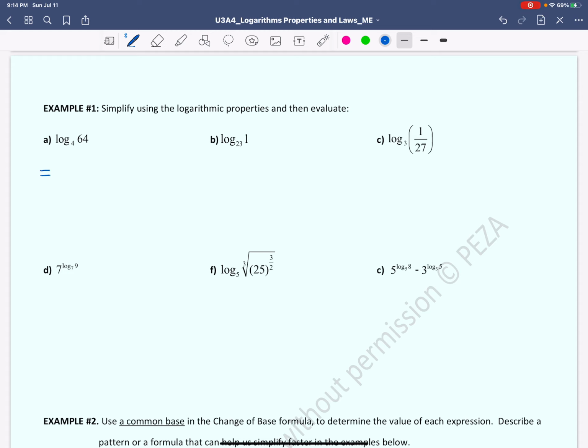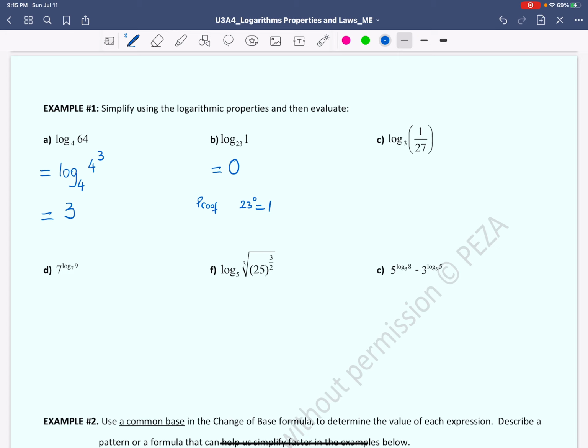We have log with base 4 of 64. The question is asking to simplify using the log properties. This time, I am going to keep the base of 4 and rewrite 64 as an exponential number, 4 to the power 3. We're going to say that the answer is 3, because we know that log with base 4 of 4 to a certain power equals the power itself. Next, we have log with base 23 of 1. So we'll say that the answer, whenever you have a 1 inside the log, must be 0. And here's a little proof: it's because 23 to the power of 0 equals 1.